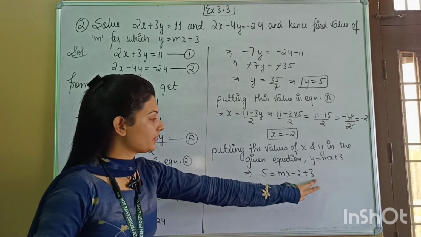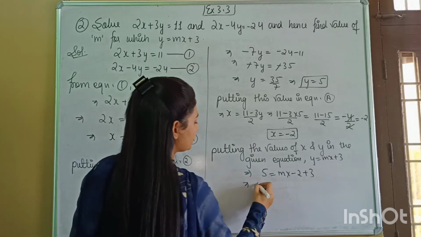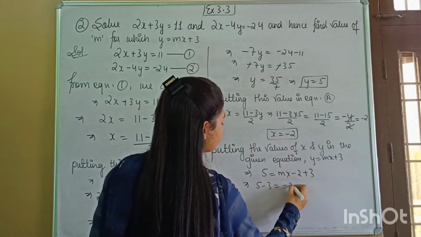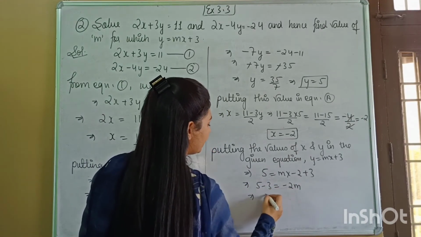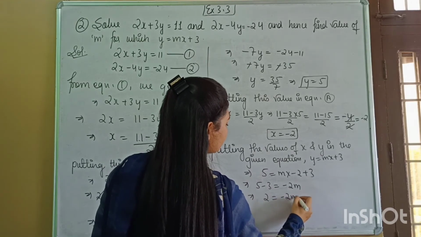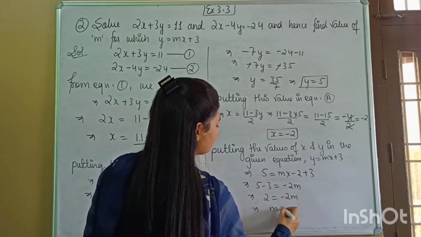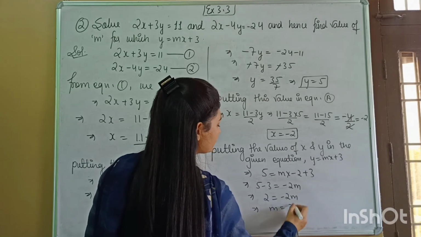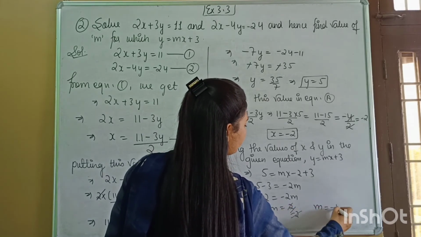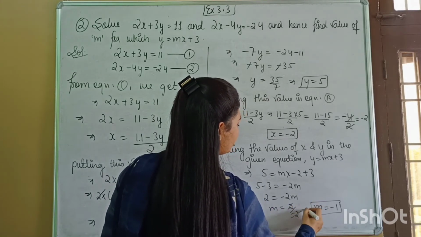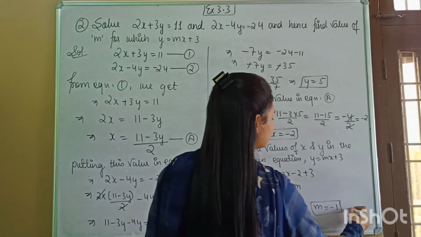Now we will take this plus 3 to this side. So it will be 5 minus 3 is equal to minus 2m. That is, 2 is equal to minus 2m. That is, m is equal to 2 upon minus 2. So cancelling this, the value of m is equal to minus 1. And this is the answer.